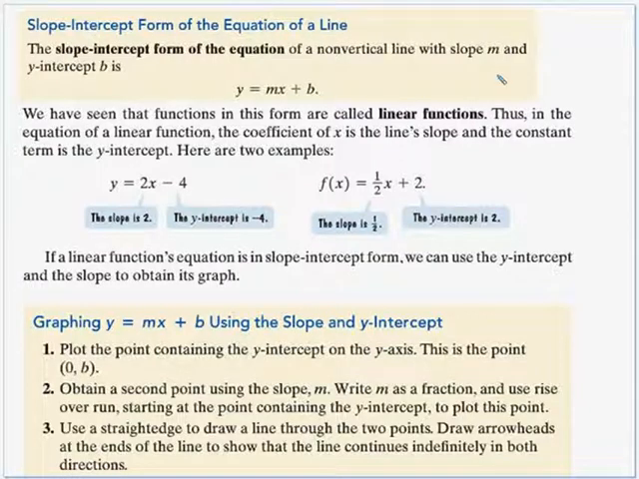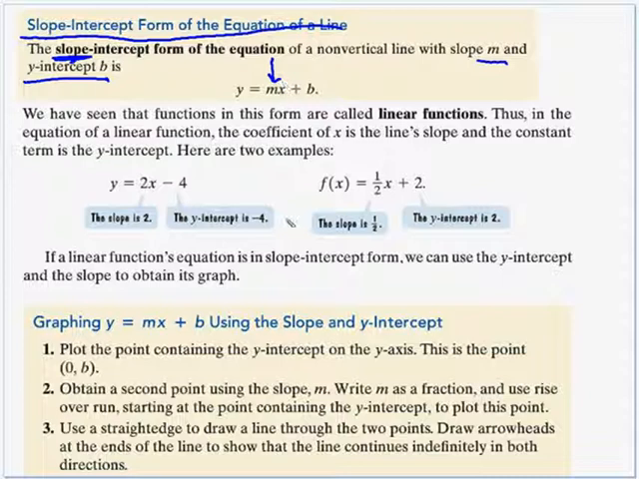Right, in this video we're going to finish up section 2.3, linear functions and slope. And we're going to start this video with the good old slope-intercept form of the equation of a line. The slope-intercept form of the equation of a non-vertical line with slope m and y-intercept b is y equals mx plus b. They call this slope-intercept because when you have it solved in this form, y equals whatever's in front of the x is your slope, and whatever this number is, sign included, is your y-intercept.